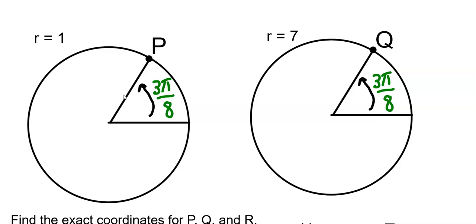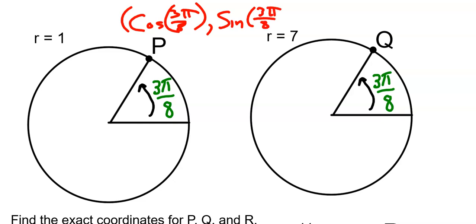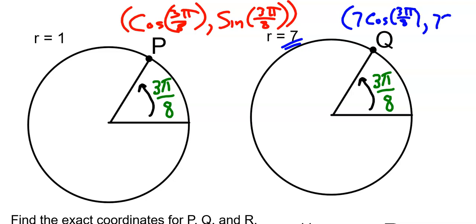So hopefully, for P, you wrote the cosine of 3 pi over 8, sine 3 pi over 8. That would be the coordinate of P for the first one. For Q, so we're doing a scale factor of 7. For Q, it would be 7 times cosine of 3 pi over 8, comma 7 times sine of 3 pi over 8.